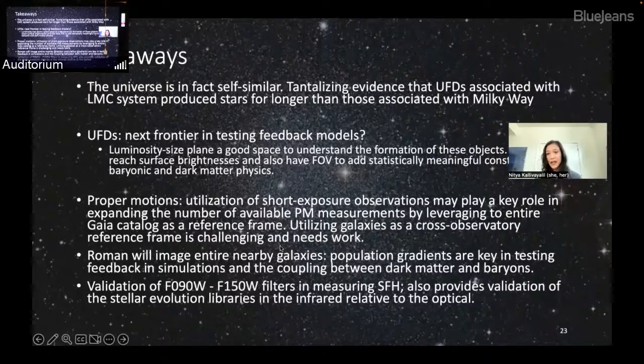Population gradients, again, coupling between dark matter and baryons will be done writ large with Roman, and we've proved that stellar evolution libraries, their sensitivity and accuracy, are working well in the near IR filters in relation to the optical filters. I'll stop there.